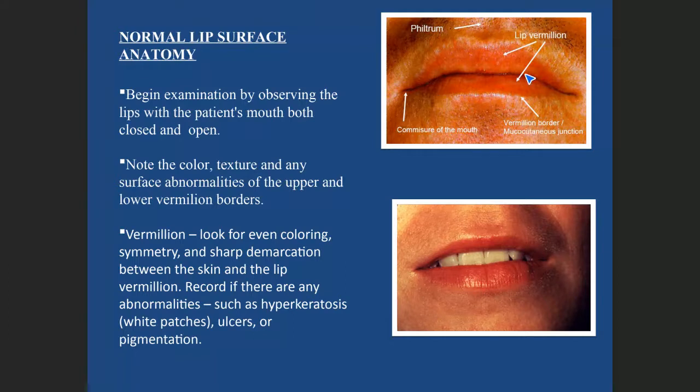So if you see any change in the color or texture, if you feel any growth, any ulcer, any pigmentation, you have to record it. Here look for even coloring, and there should be a sharp demarcation between the vermilion and the face. See here, a very sharp demarcation is there between these two. This is your philtrum, these are the commissure areas, this is the vermilion and this is the vermilion border. If you see any pigmentation, white lesion, red lesion, any ulcer or any growth in this area, you should record it.